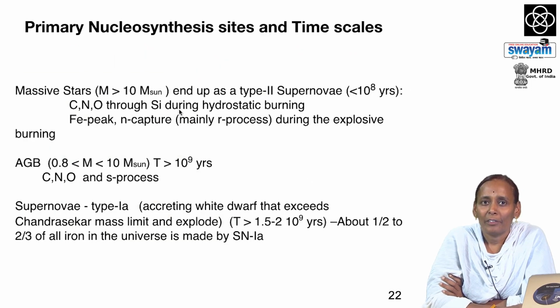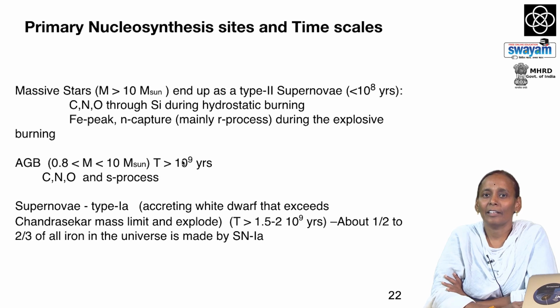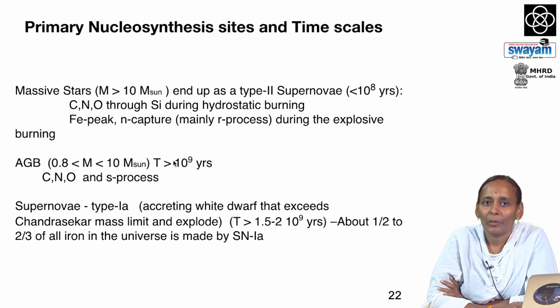And this is a recap on the primary nucleosynthesis sites and timescales we had already discussed. So, supernovae have a timescale of less than 10^8 years, AGBs have timescales close to 10^9 years, and type 1a supernovae have timescales of about 2 x 10^9 years.